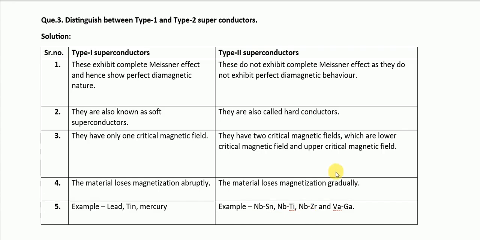So to sum it up, we have 5 main differences. The first is the Meissner effect, then softness versus hardness, critical magnetic fields, how they lose magnetization, and the examples. So type 1 superconductors are classic, soft, single-field, perfectly diamagnetic materials, while on the other hand, we have type 2 superconductors that are hard, multi-field, and partially diamagnetic.